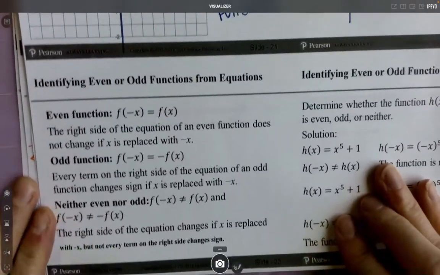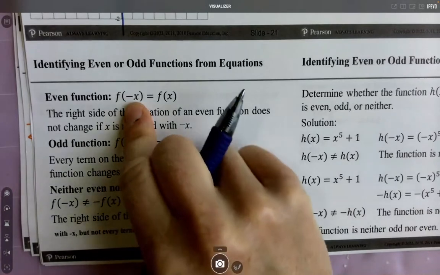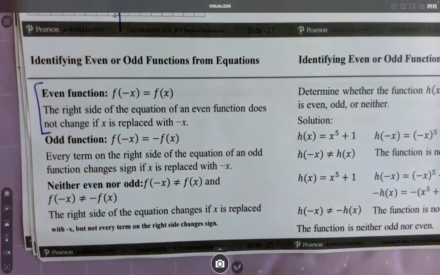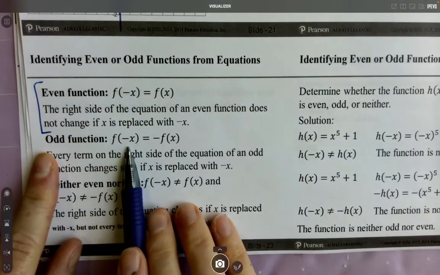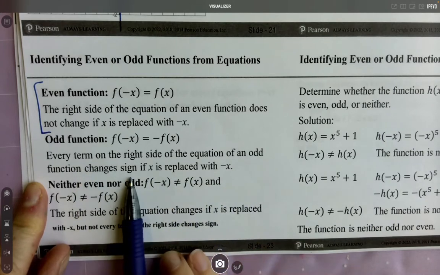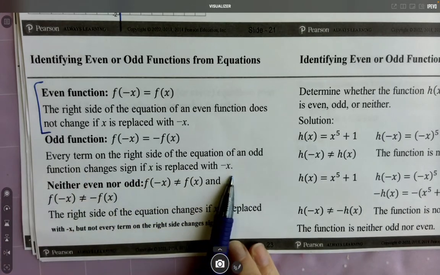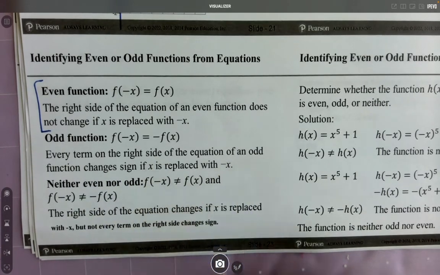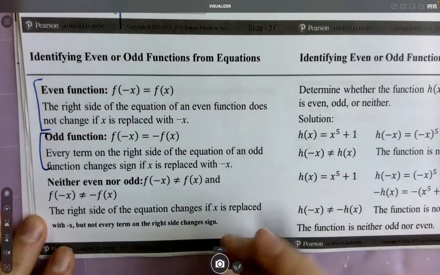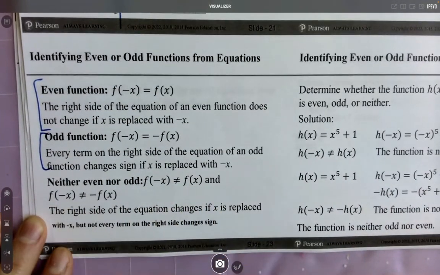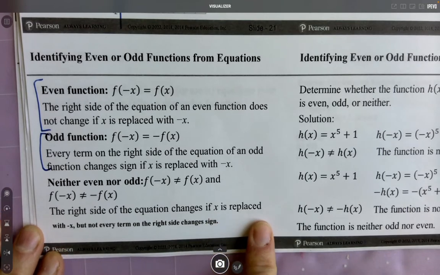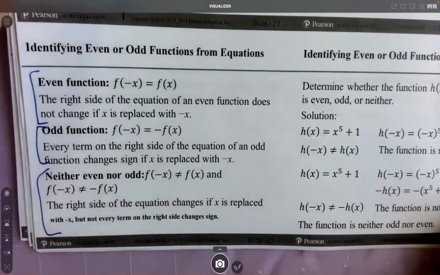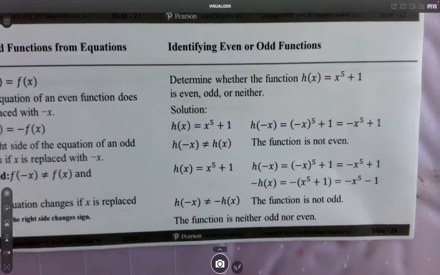So identifying even or odd from equations, you're going to plug in a negative x and see if it is the same for even. For odd, every term on the right side of the equation changes sign if x is replaced with negative x. Neither if that's not equal or in that one: the right side of the equation changes if x is replaced with negative x, but not every term on the right side. Okay, so we have an example identifying even or odd from here.